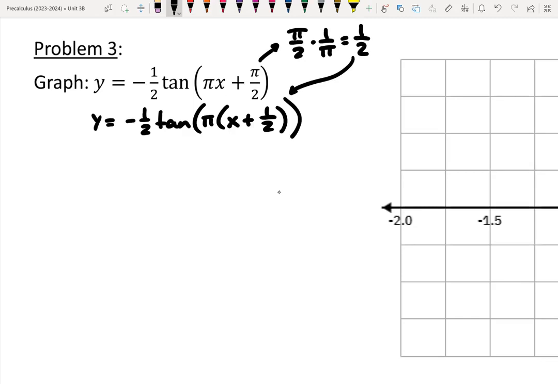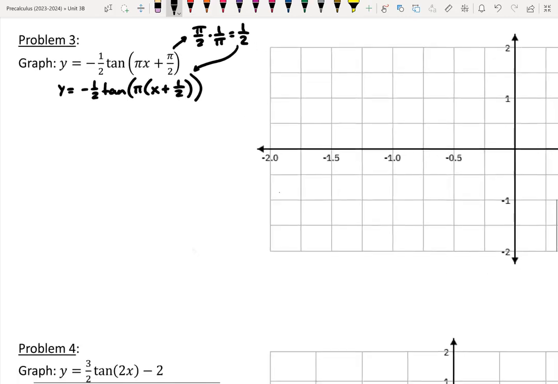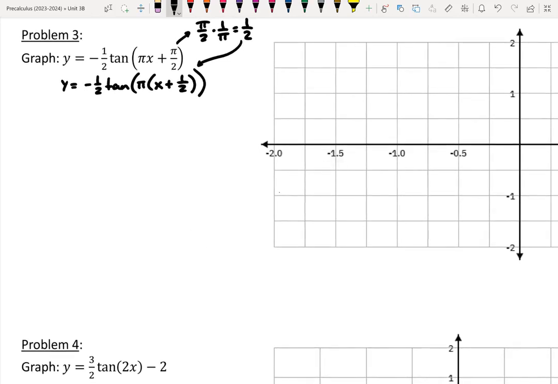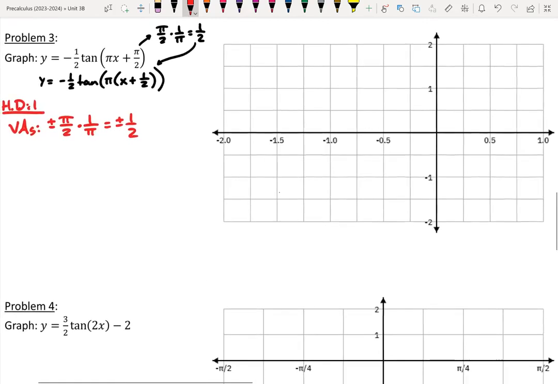All right, Ava, what do we do next? Good, so we're finding those vertical asymptotes, right? So for our VAs, our plus or minus pi over 2 times 1 over pi, the reciprocal. So what's our new vertical asymptotes, Ava? Good, 1/2 and -1/2. Let's go ahead and put those on our graph. 1/2 and -1/2.